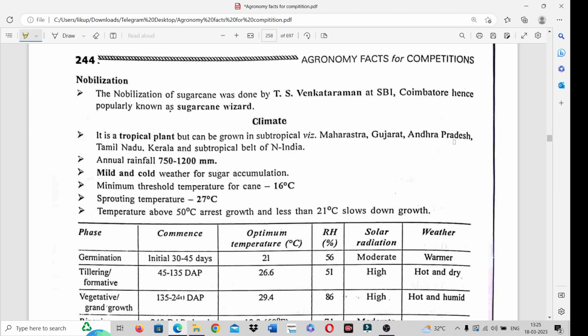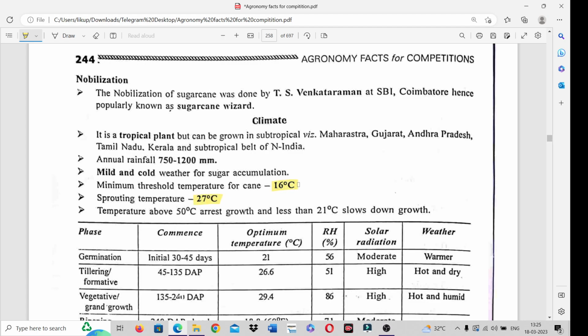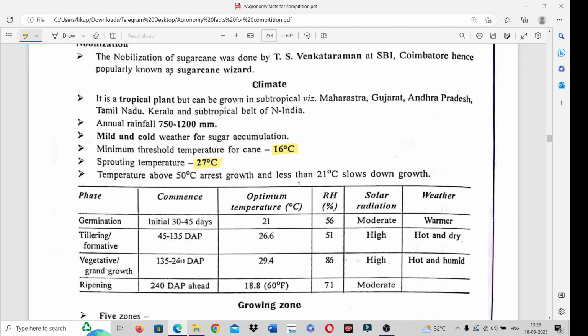Then minimum threshold temperature for the cane is 16 degrees centigrade, sprouting temperature 27 degrees centigrade. Sprouting temperature is 27 degrees centigrade and the minimum temperature is 16 degrees centigrade. Temperature above 35 degrees centigrade arrests growth and less than 21 degrees centigrade slows down the growth.